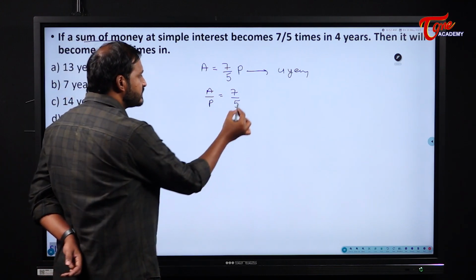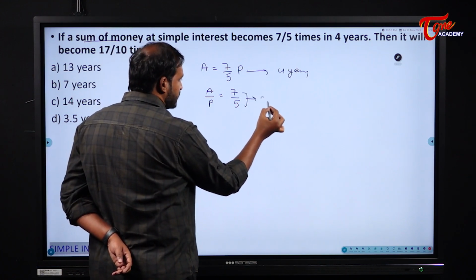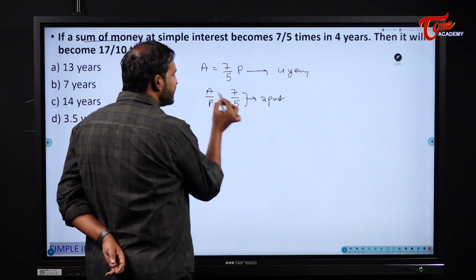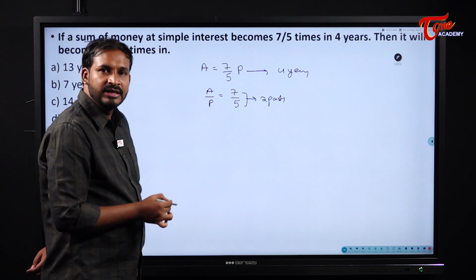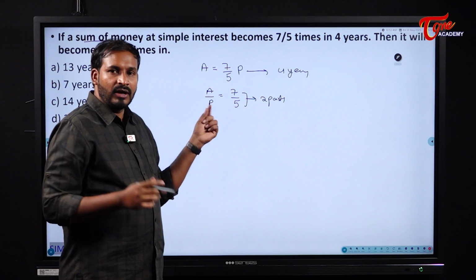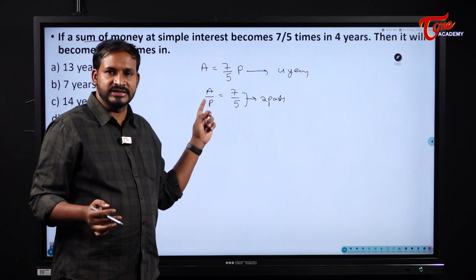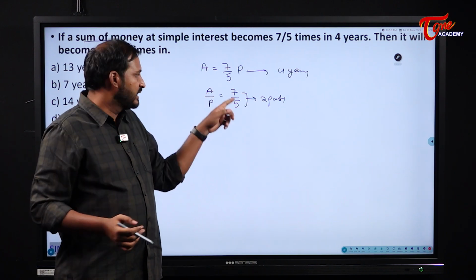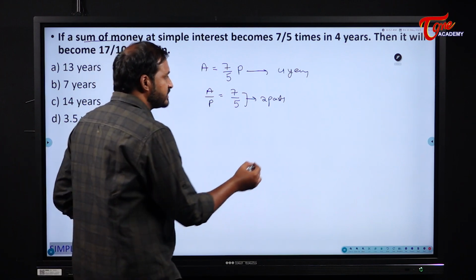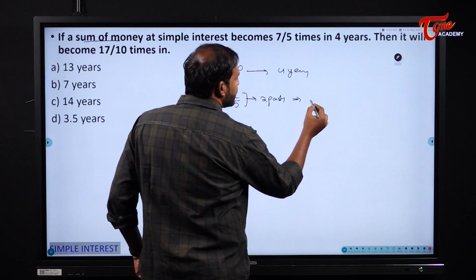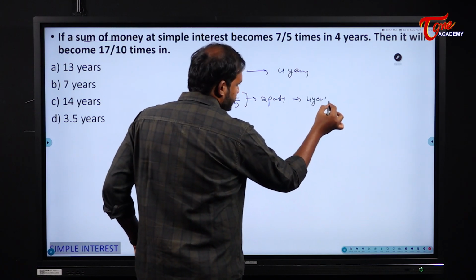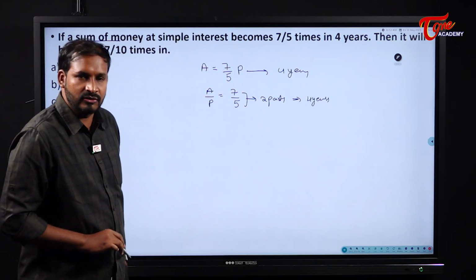7/5. That means to earn 2 parts as interest. What is the difference between amount and principal? Interest only, right? Amount is equal to principal plus interest. That means interest earned is how much? 2 parts. To earn 2 parts, it is taking how many years? 4 years. Okay, good, superb.